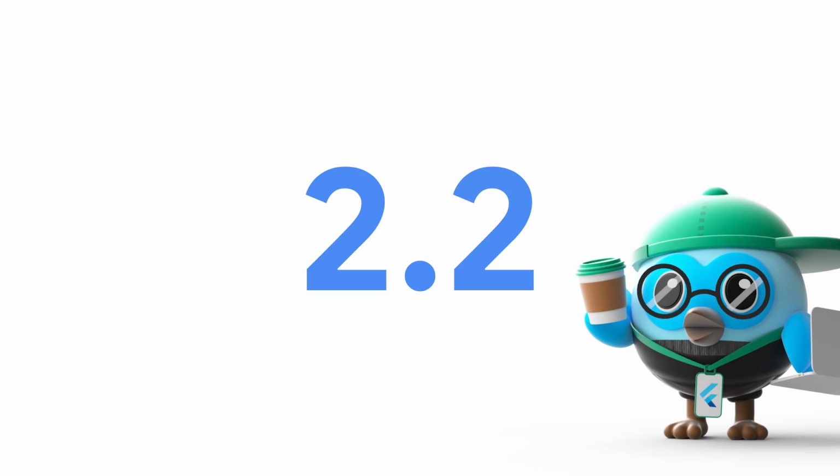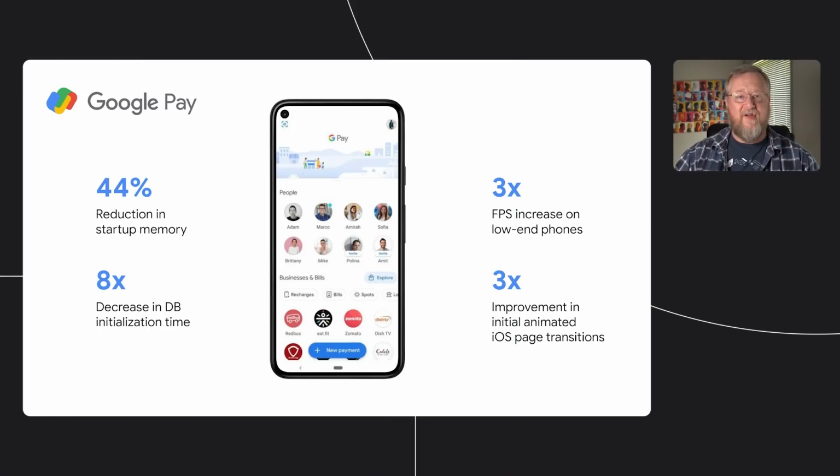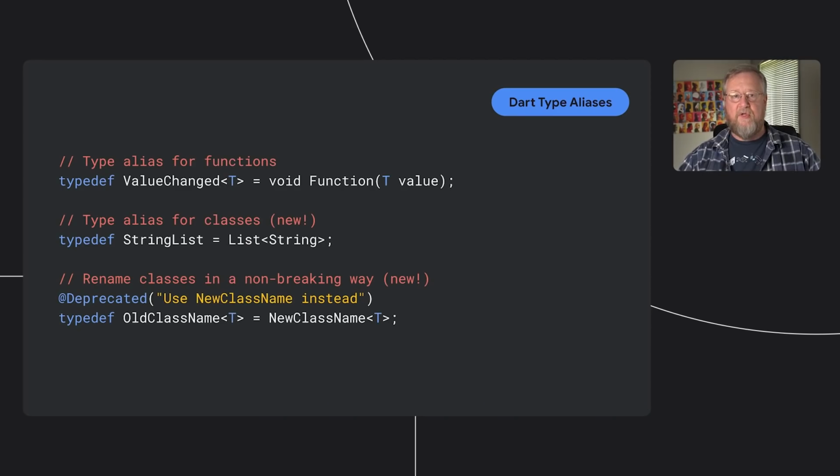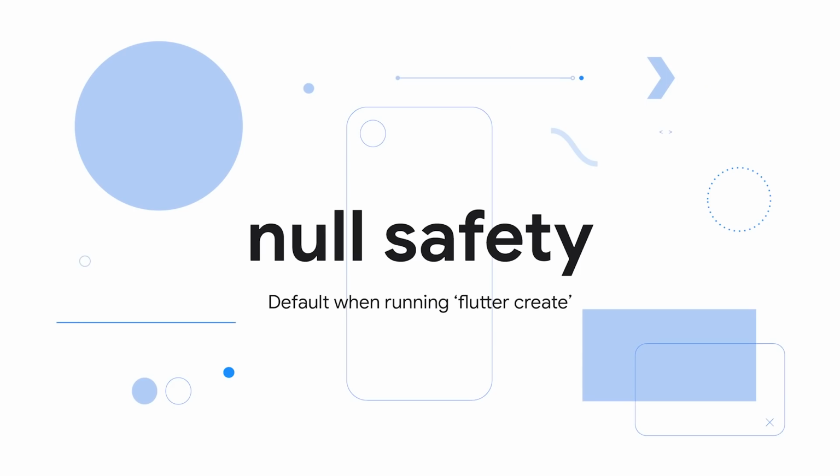In Flutter 2.2, we're focused on enhancing the quality and productivity of Flutter. It is not about adding a lot of new features. It's about providing a solid foundation for you to build your apps on. In today's keynote, you will hear us talk about how we improved performance, enhanced our testing infrastructure, extended Dart's type alias feature, broadened our null safety support, upgraded developer tooling, and more.